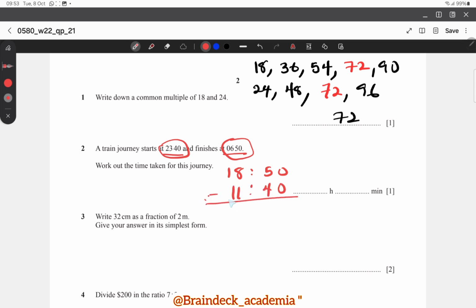Then I'll find a difference. So 50 minus 40 is 10 minutes. Then 18 minus 11 is what? 7. And that's our answer: 7 hours 10 minutes. And that's our answer for that one.